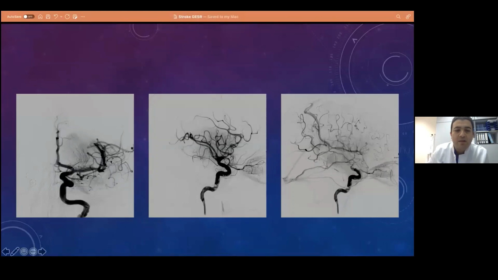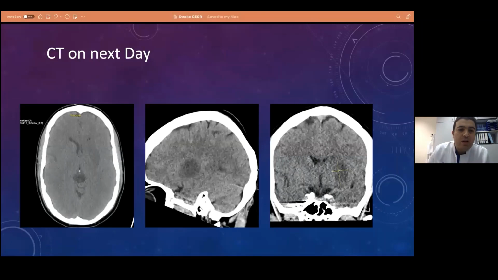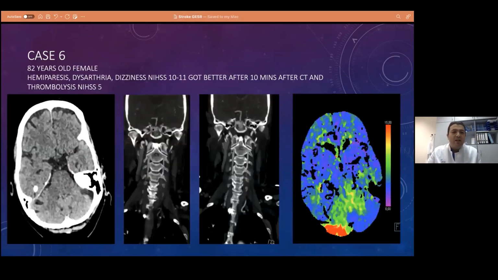We got it back perfused, and this is how it looked in the late phase. So CT on the next day, the patient has infarct demarcation in the basal ganglia, but clinically he really profited from the intervention. He dropped to NIHSS 2, and this is really helpful for him.